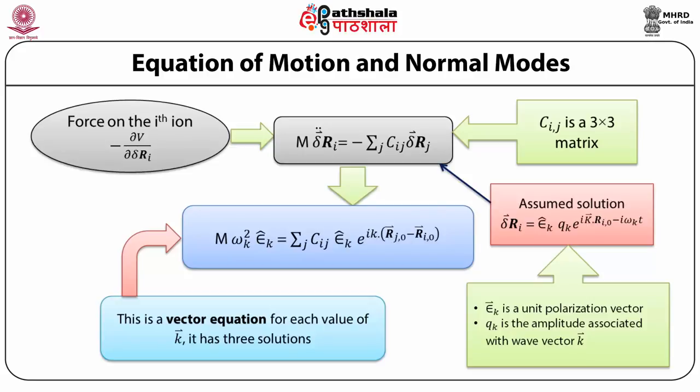Now substituting the assumed solution of delta Ri in the equation of motion gives the following equation: m omega k squared multiplied by epsilon k. Now remember that this epsilon k which I have introduced is a vector quantity and is equal to the summation over j of Cij epsilon k times e raised to the power i k dot (Rj naught minus Ri naught). So this equation is a vector equation, and for each value of k it has three solutions.